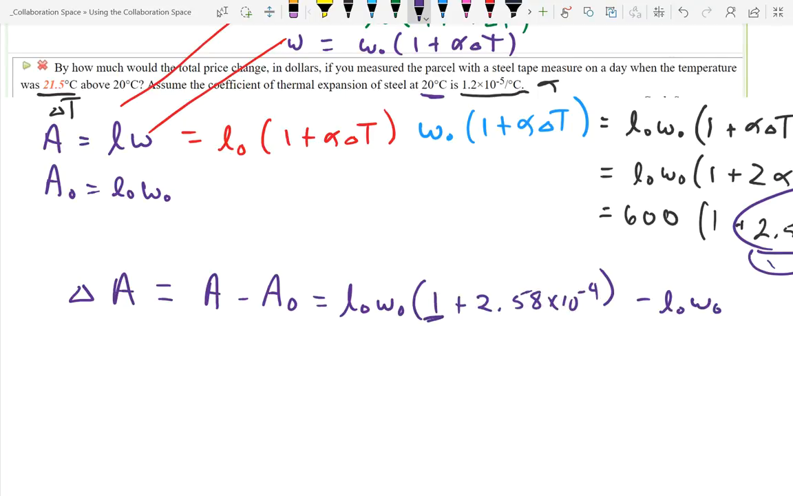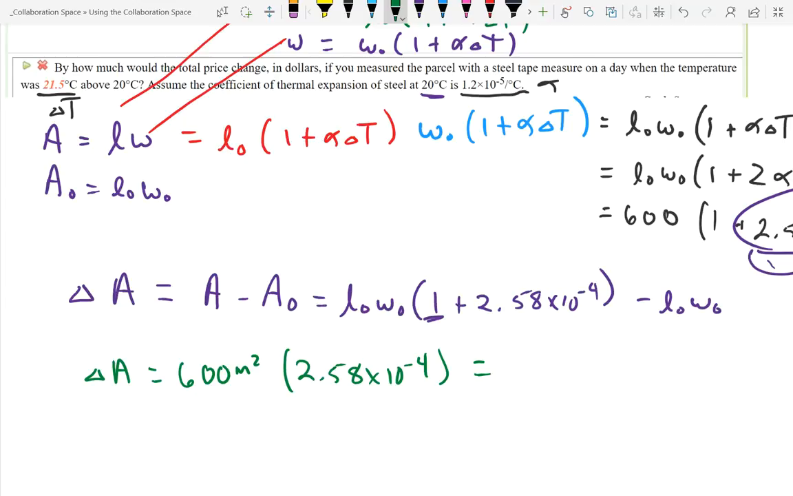Okay, so this one will make those subtract out, and I'm left with delta A is equal to L naught W naught, which is 600 meters squared, times 2.58 times 10 to the minus 4.